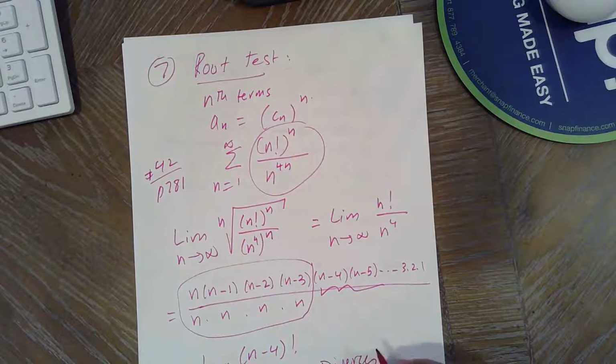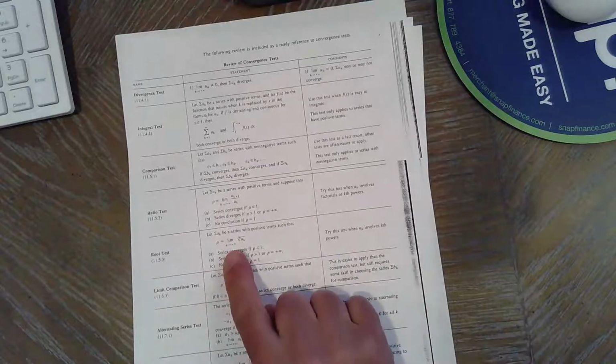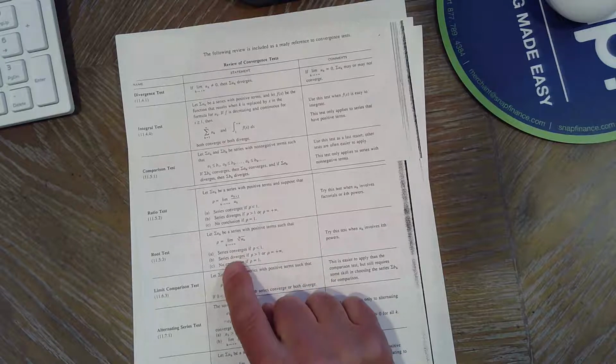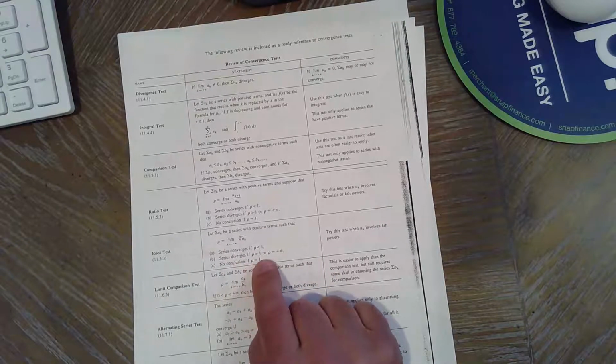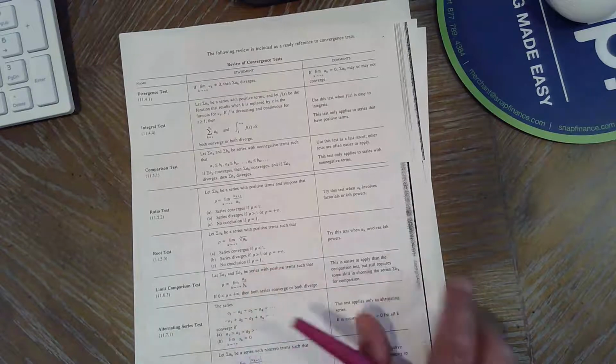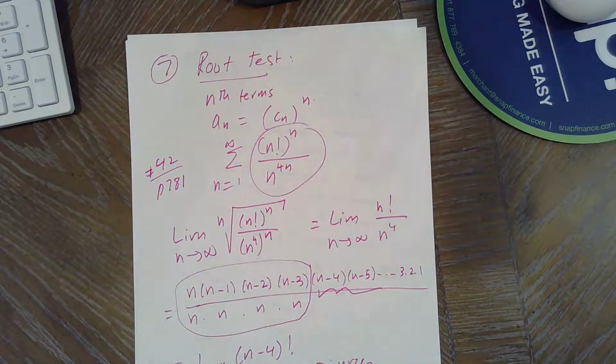I guess, again, if you forgot, here's the nth root test. You do the limit of the kth root of u_k or a. The series converges if it's less than 1, just like the ratio test. Greater than 1 it diverges, or infinity, and then no conclusion if it's 1.